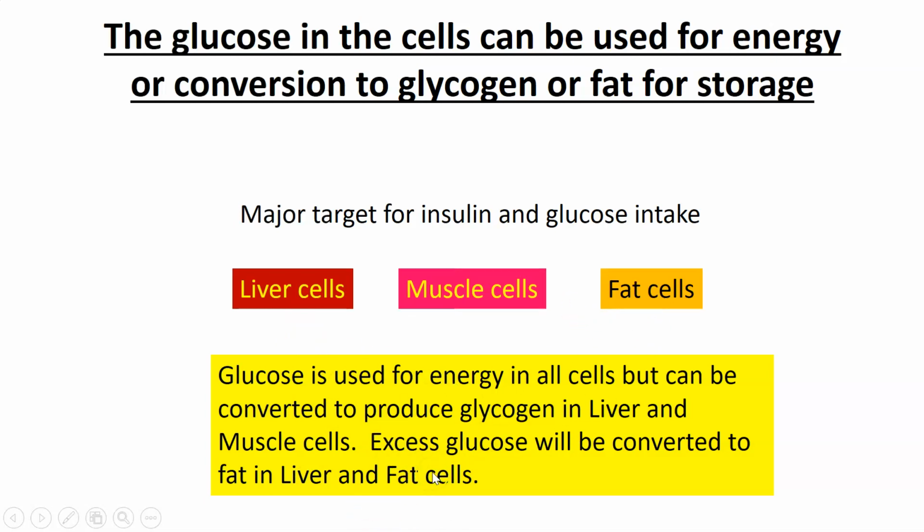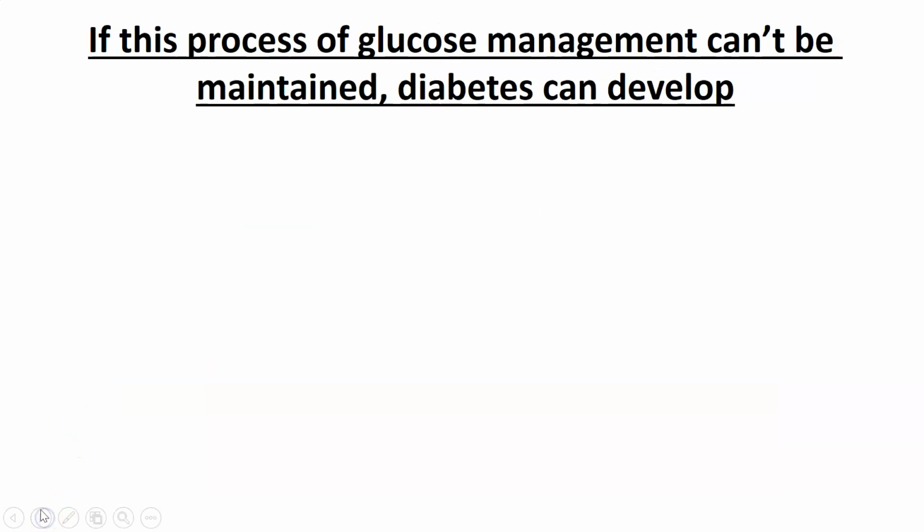Fat is a means of storage. Glycogen is a bit like starch. It's just multiple units of glucose all joined together, and that can be stored in the liver cells and muscle cells for quick access to energy whenever needed. You see that this whole management of glucose is quite a complex process, requiring multiple steps. Now, if this process of glucose management can't be maintained, this is when you're in danger of developing diabetes.